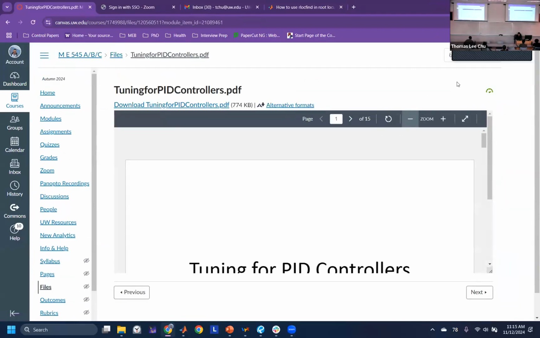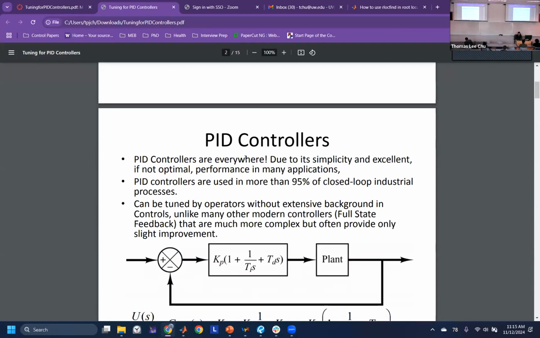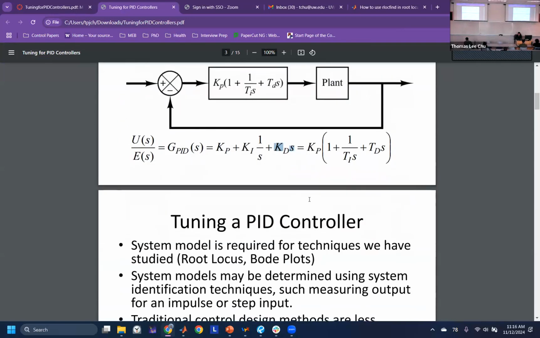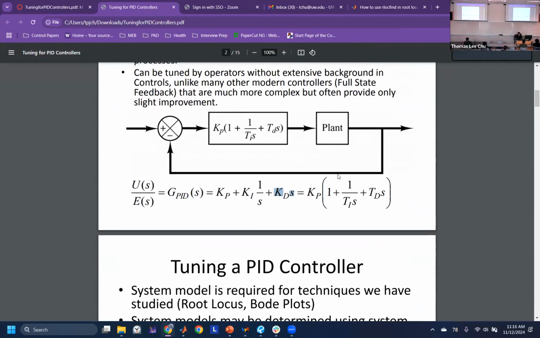And everything we did with root locus, you don't need. This is a pretty nifty handout about, like, just one tuning method, and it's like 15 pages long. And so this is what we learned from class. We add a pole, we have a pole at the origin, we have a zero for the derivative part. So now you know what it is.